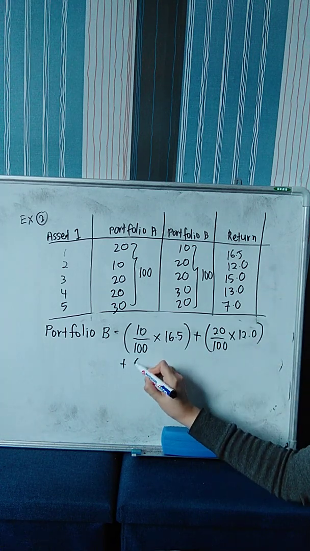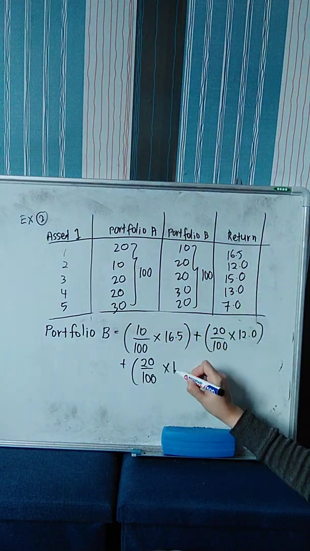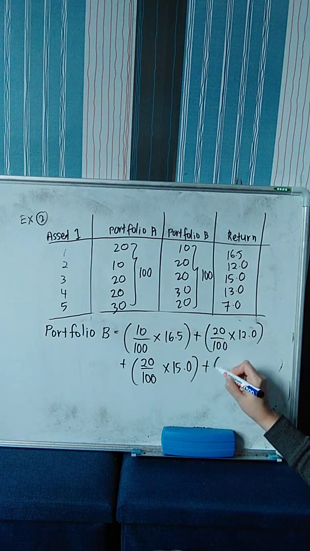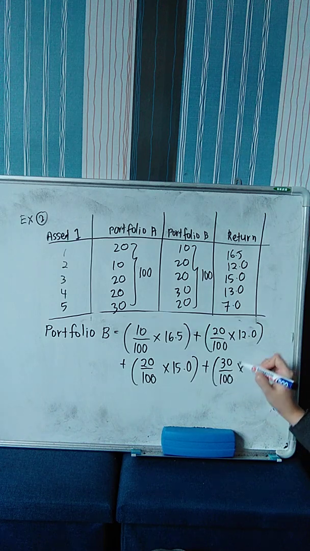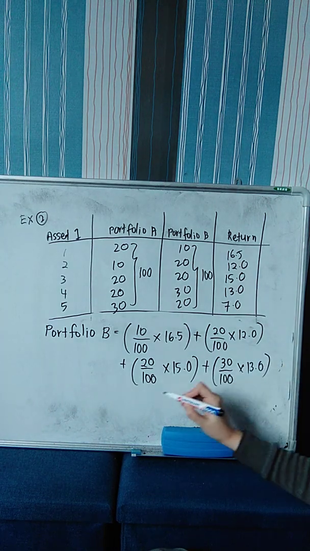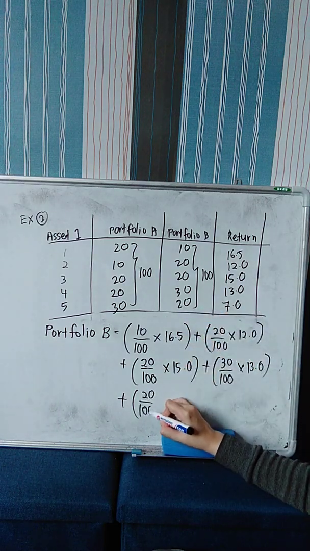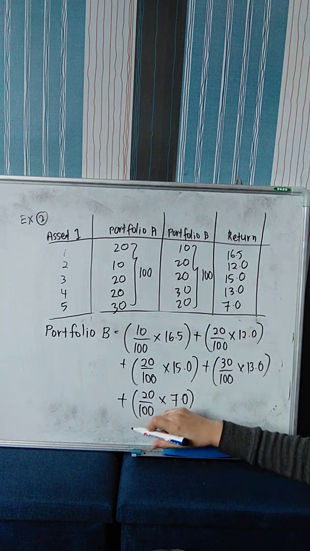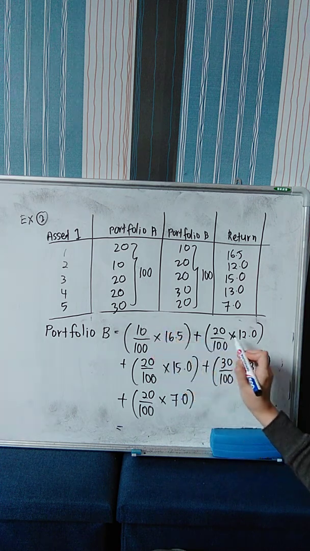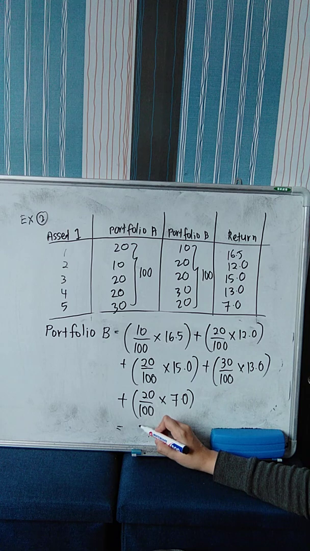Okay, next, continue, 20, you divide 100, you times 15. Next, for asset 4, portfolio B, 30, you divide 100, you times 13. And the last one, 20%, you divide 20%, you times 7.0. Okay, so when you calculate the value, the return becomes 12.3.